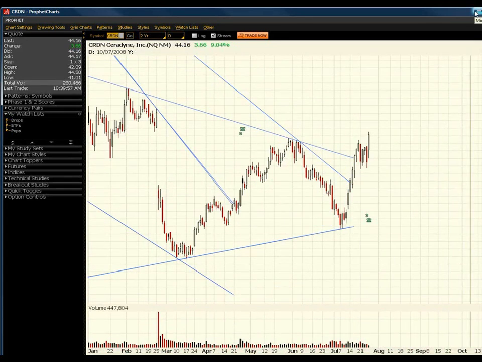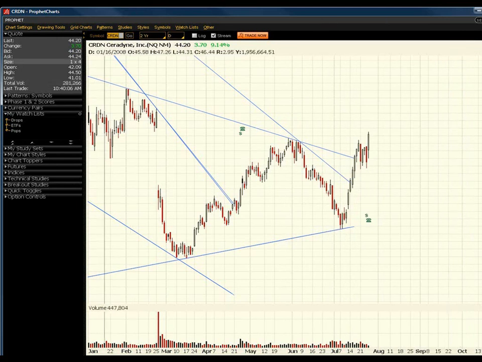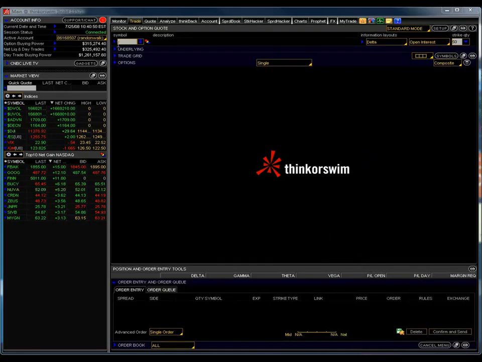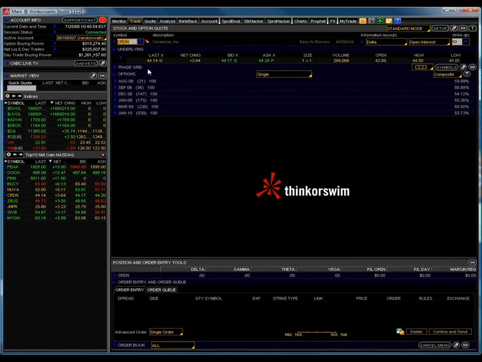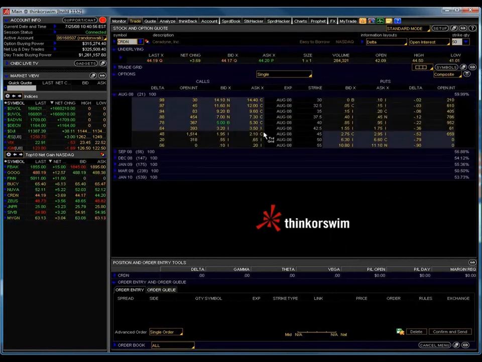Now, what do we do when we find a potential candidate? You know, the chart doesn't look too bad. It looks like it's been in an upturn. Volatility is probably fairly low. So what do we do? The first thing that we should do is enter the symbol into our trade tab to see what the current near month at the money straddle is selling for.